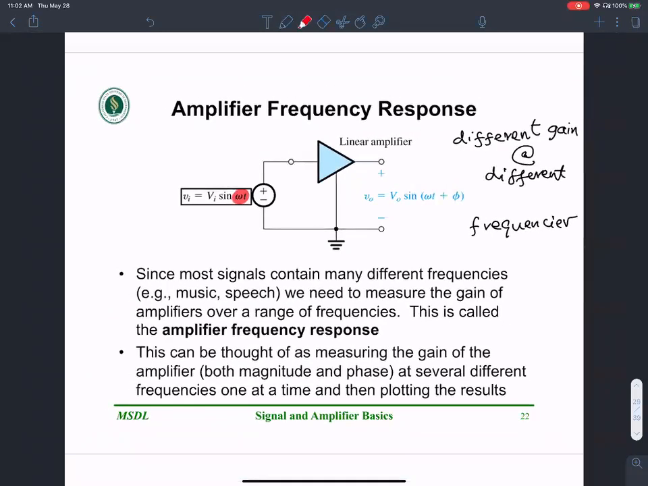The reason is most signals contain many frequencies. For example, a music signal has anywhere between 20 Hz to 20 kilohertz, a bunch of different frequencies in the human audible range. A good amplifier should be able to amplify all the different frequencies with the same gain. Or you may want to amplify just the high frequencies.